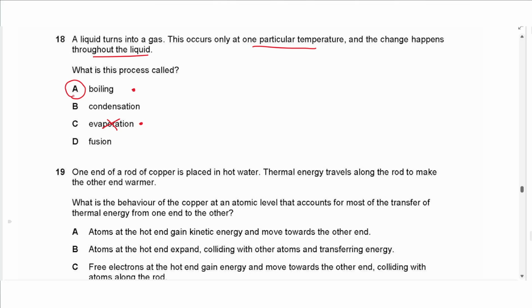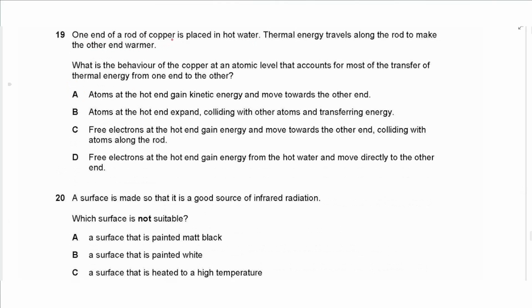So we choose A. Question 19 says one end of a rod of copper is placed in hot water. Thermal energy travels along the rod to make the other end warmer. What is the behavior of the copper at an atomic level that accounts for most of the transfer of thermal energy from one end to the other? Atoms at the hot end gain kinetic energy and move. Atoms do not move in solid objects. Atoms at the hot end expand, colliding with the other atoms. The volume of the molecule itself does not increase. The spaces between molecules increases. Free electrons at the hot end gained energy and moved towards the other end, colliding with atoms along the rod.